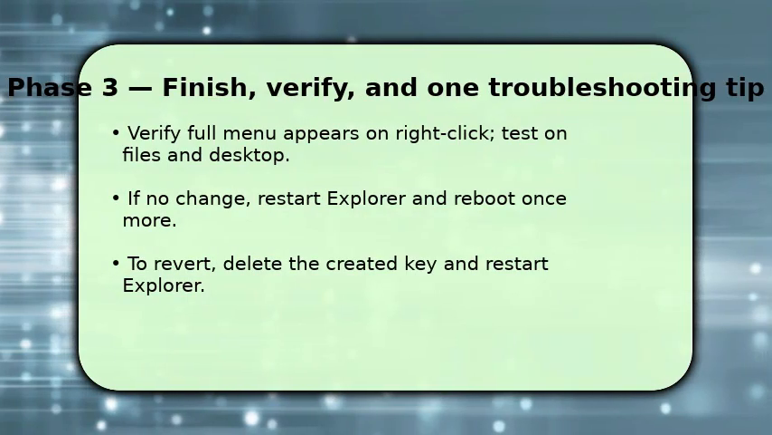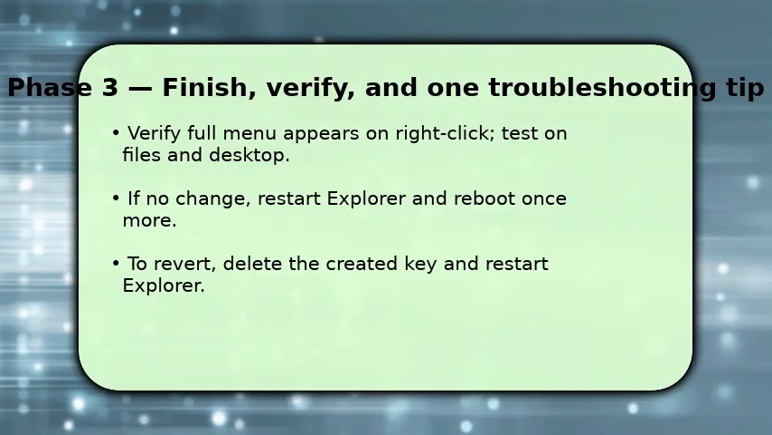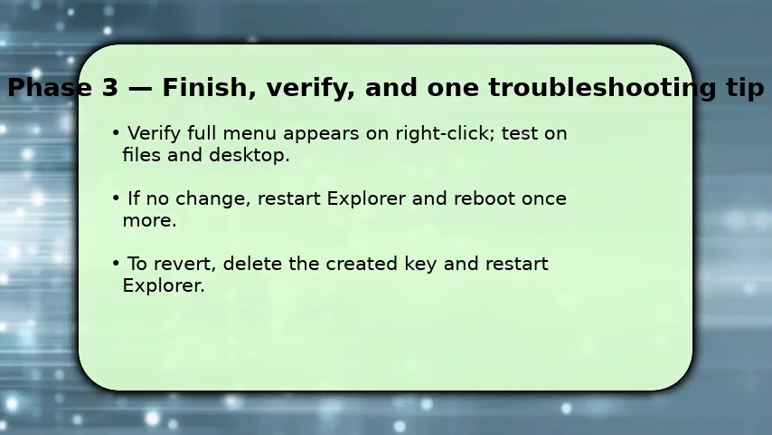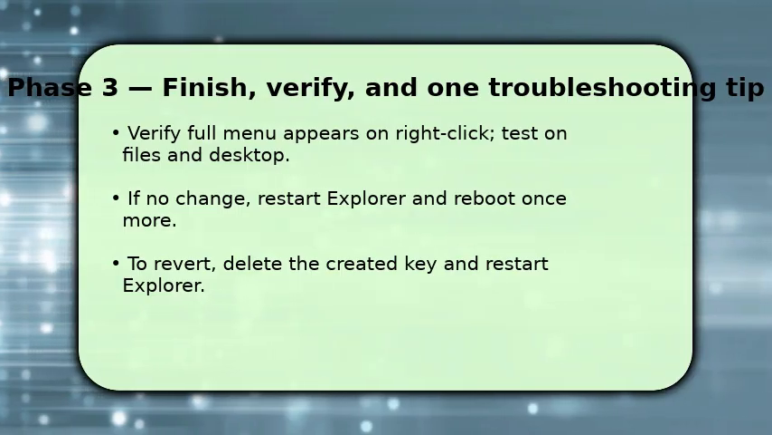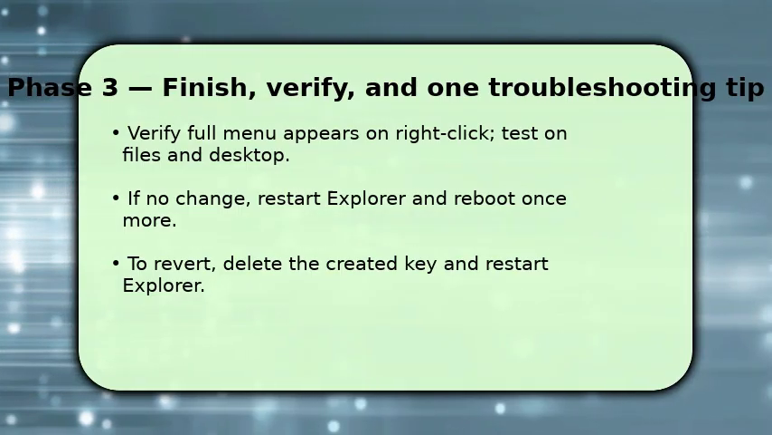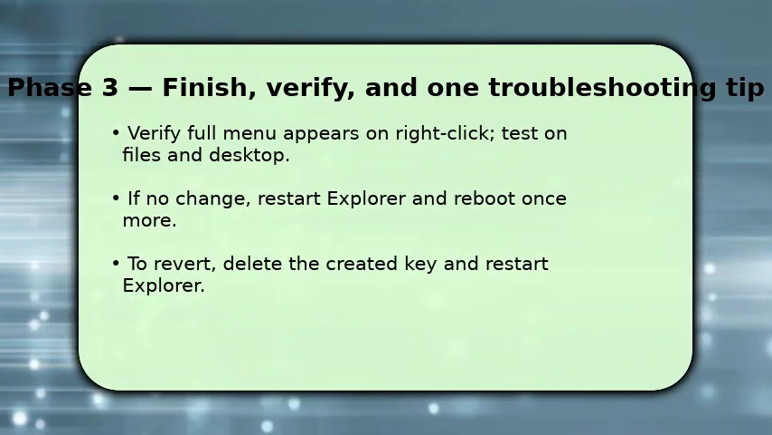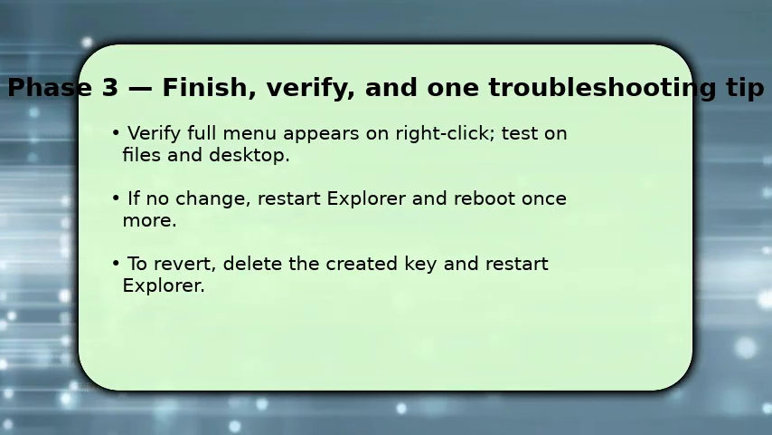To finish, right-click a file or desktop and confirm the full classic context menu is shown. That's the goal. If nothing changed, restart Explorer again and reboot. Sometimes the shell caches settings. If you see problems, delete the key you added to revert to the Windows 11 simplified menu, then restart Explorer.